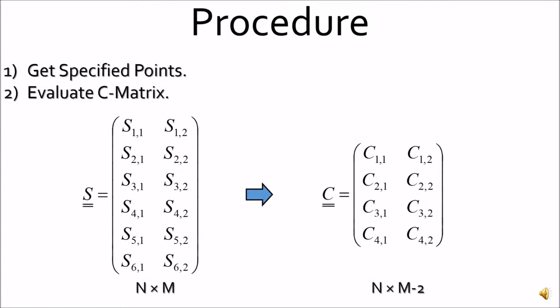Once we have these points, the next thing to do is evaluate what's called the C matrix. I'll come to what this is later, but basically you create a matrix which has two less rows than our original set of points and carry out some algebra, and we'll get some useful values in this matrix, which is one step towards the final result.